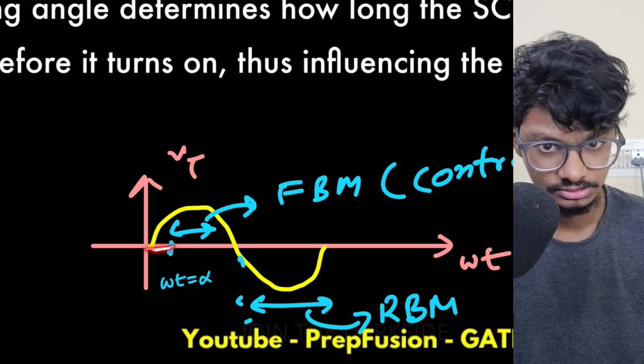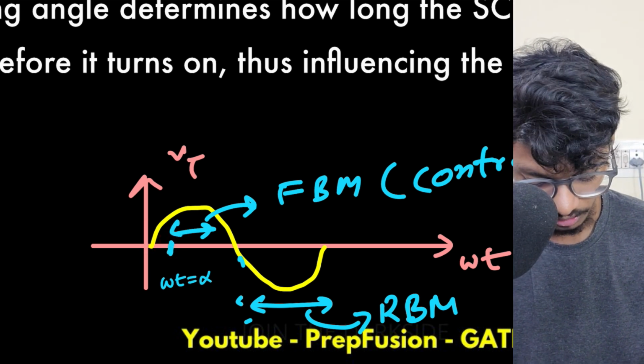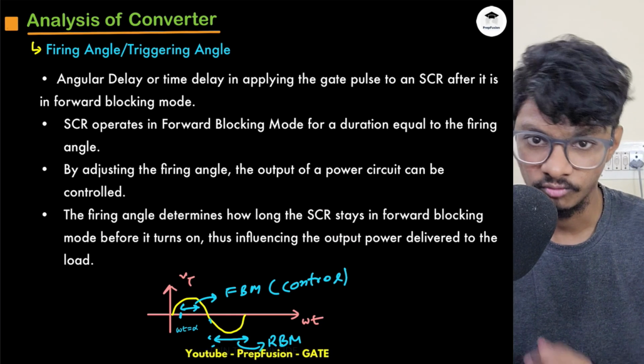So if I use a triggering signal at omega t equals to alpha, up until here the thyristor was off, right? Because it was in forward blocking region. Now, as soon as I triggered, what will happen? It will turn on. The thyristor will turn on, and the voltage across it will become 0.